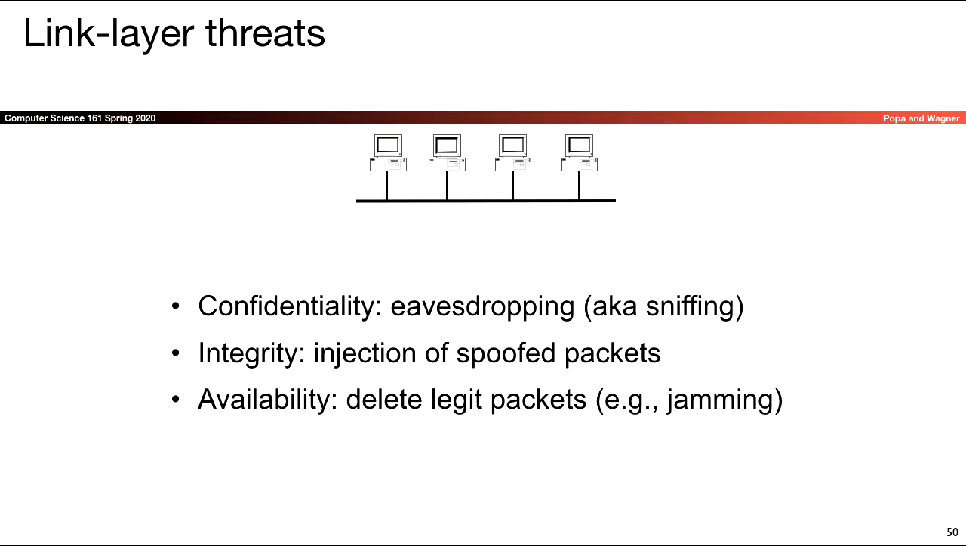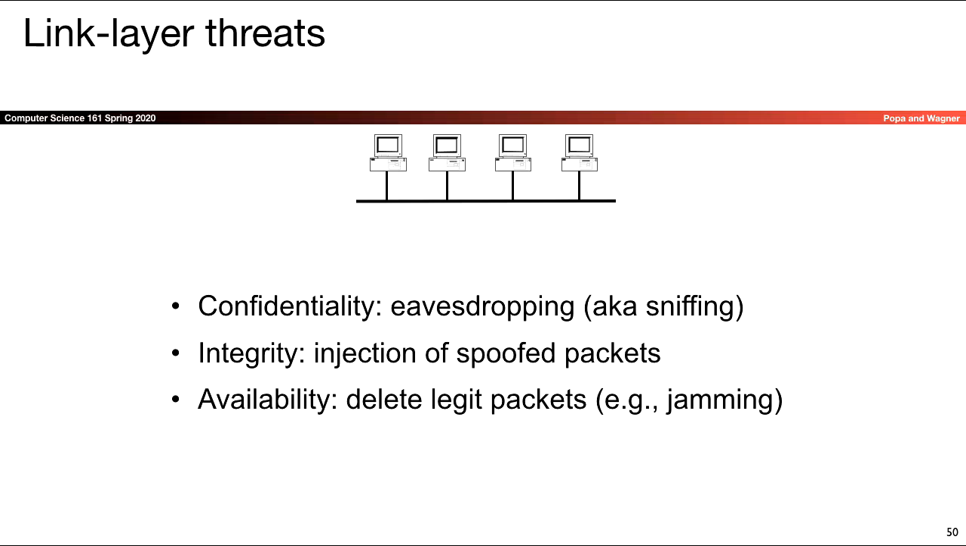All right, let's talk about attacks. First, about what can be done at the link layer. Often in security we can think about three different broad kinds of property: confidentiality, integrity, and availability. And in the networking context, for confidentiality, the kind of thing you might be worried about is eavesdropping. Someone else can see your packets and see what data you're sending.